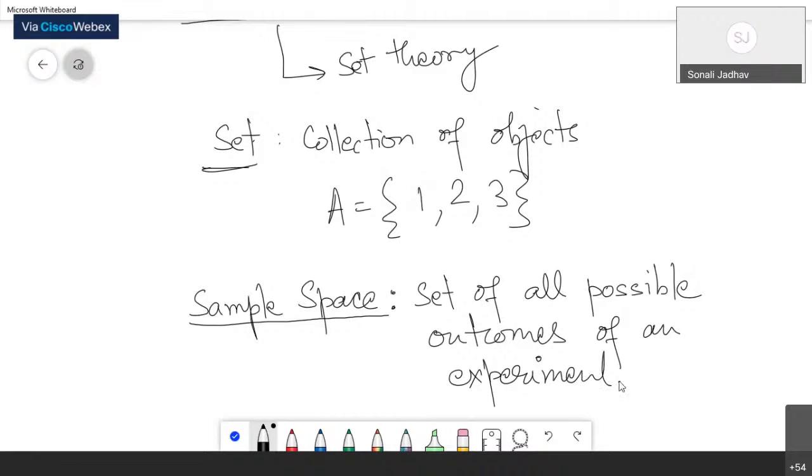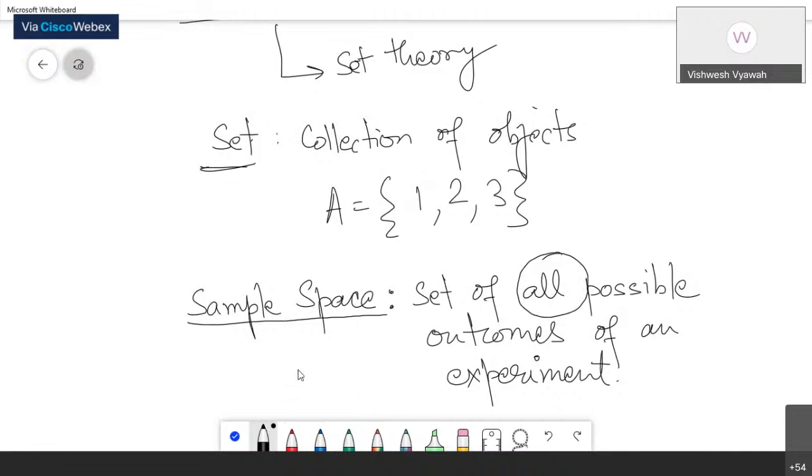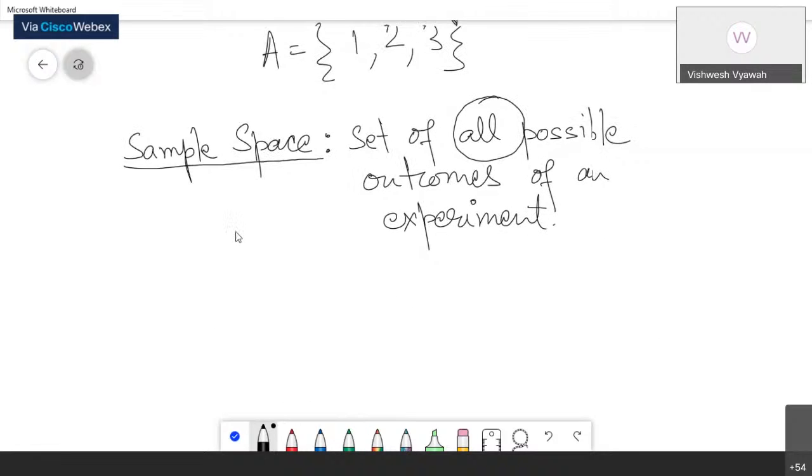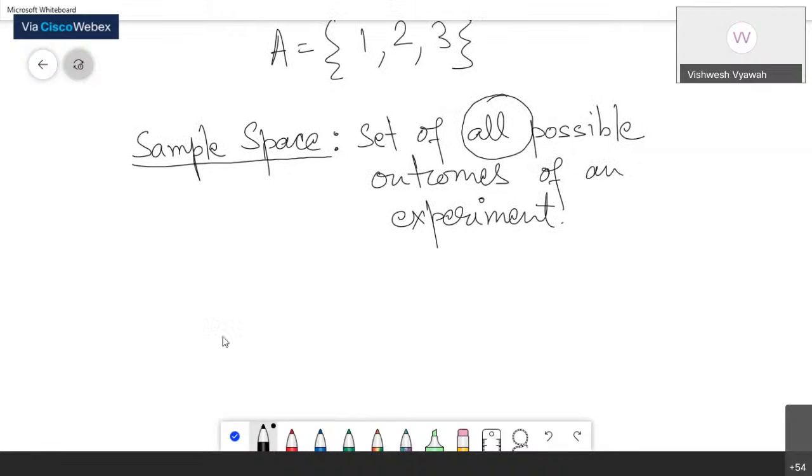Did we learn something related to this sample space? If you specifically look at this adjective "all", the set of all possible outcomes of an experiment. Yes, we learned something called a population, which is not exactly the sample space, but there is an analogy. You try to correlate the things. So you have a sample space, which is nothing but the set or collection of all possible outcomes of an experiment.